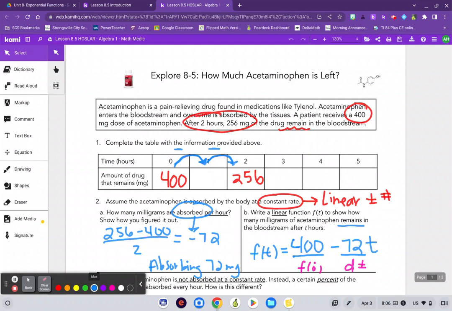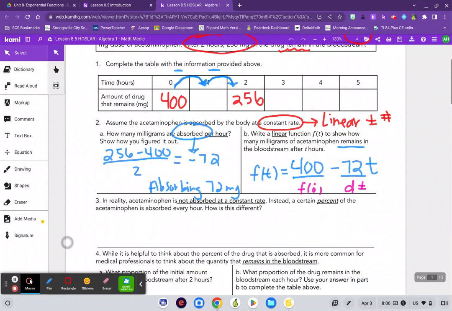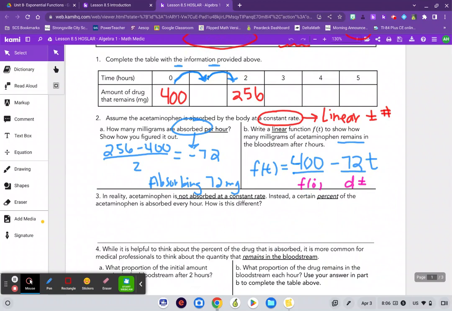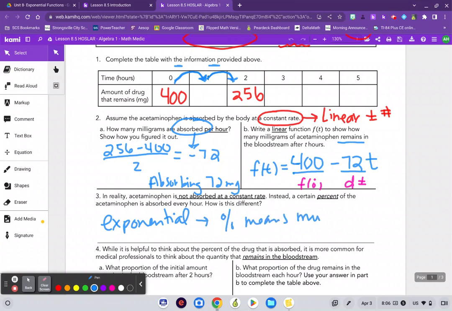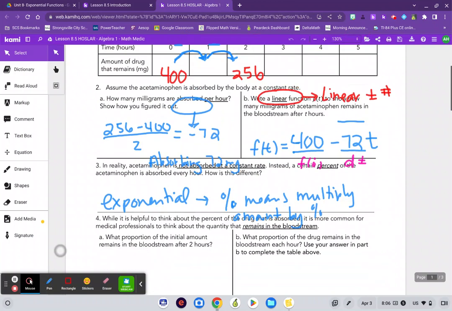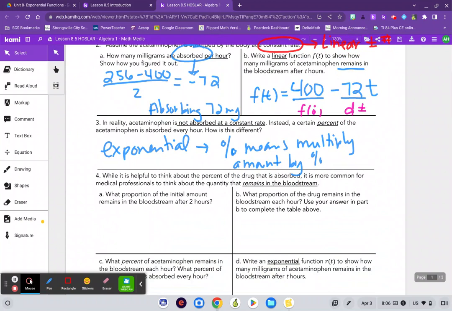All right, so let's keep going. This would be if it were linear. In reality, acetaminophen is not absorbed at a constant rate. Instead, a certain percent of the acetaminophen is absorbed. How is this different? Well, now we're looking at an exponential function. We're looking at exponential because percent means that we're going to multiply our amount by whatever that percent is, okay? So now we're going to have exponential. I'm not subtracting each time. Now I'm going to multiply by a percent.